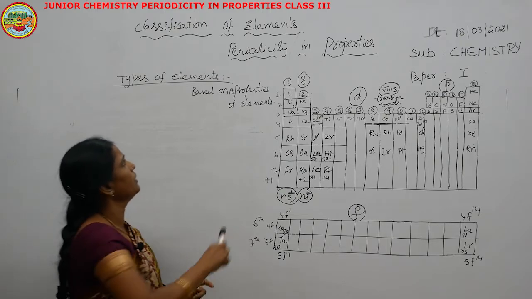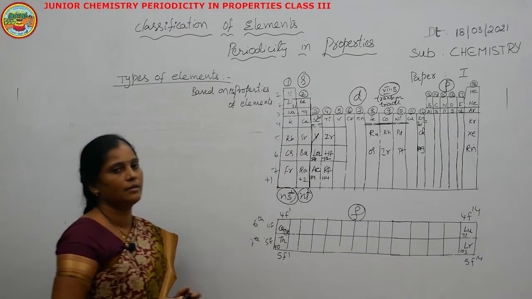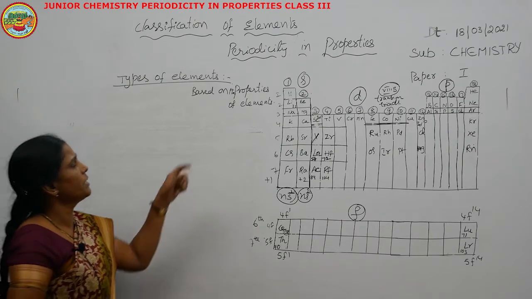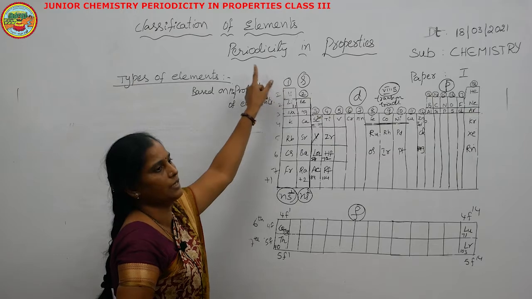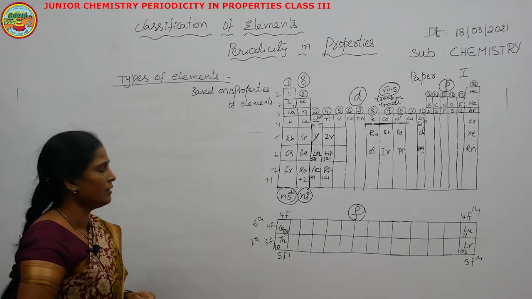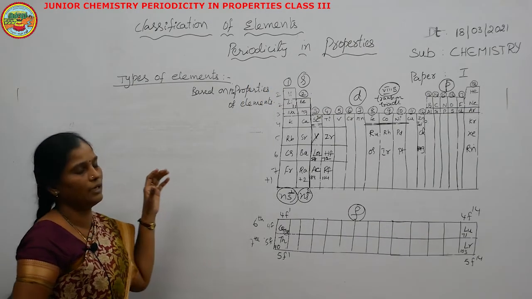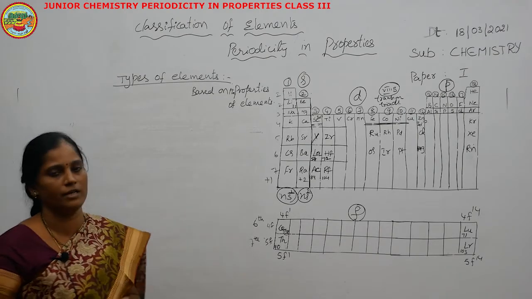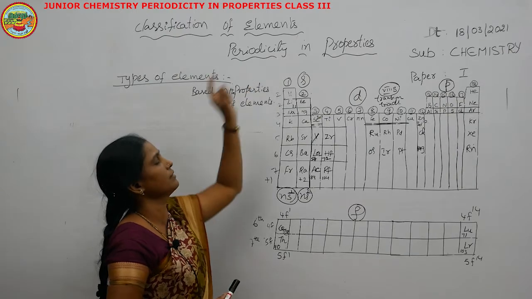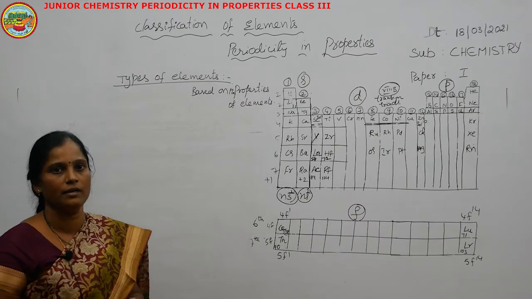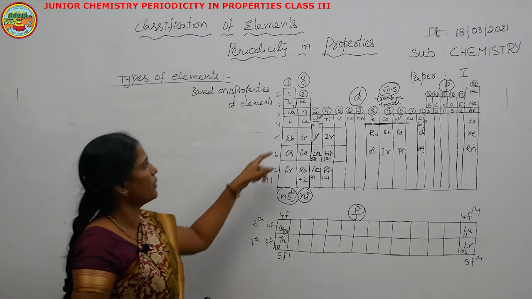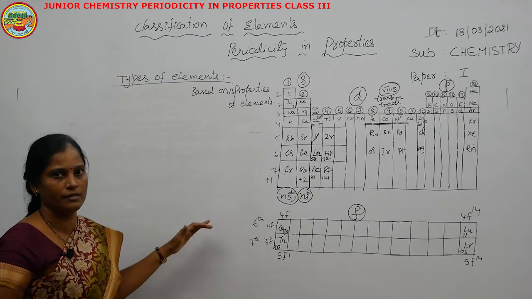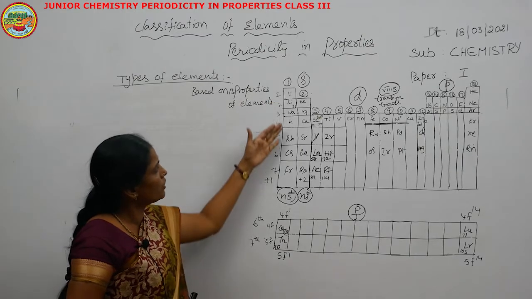Now coming to the periodicity in properties. What is meant by periodic? Periodicity means the repetition of the properties. The repetition at regular intervals is called periodic. The properties of the elements are repeated at regular intervals in one group.